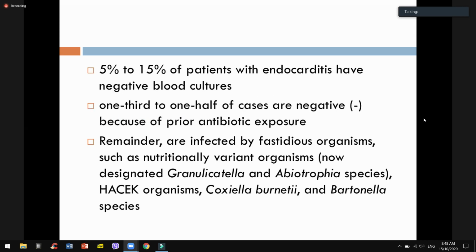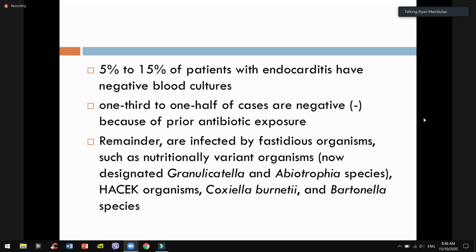Okay. So 5 to 15% can have a negative blood culture, and it's because of HACEK organisms, Coxiella, Bartonella, and so on, which are hard to culture. So the common answer there is the HACEK group. But of course, sometimes Coxiella is also the answer. So you're good at memorizing. But only 5 to 15% have a negative blood culture.